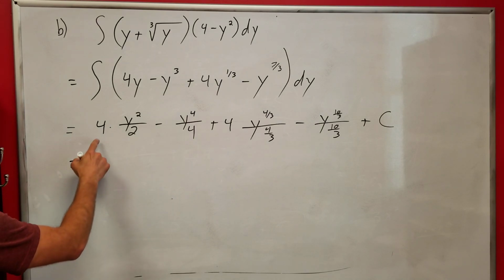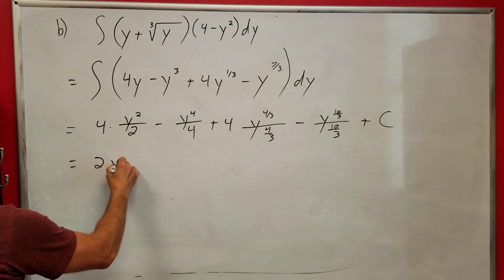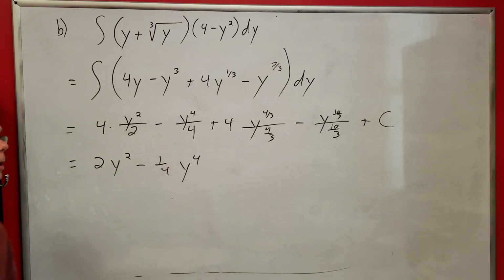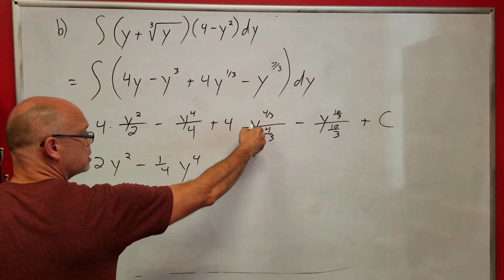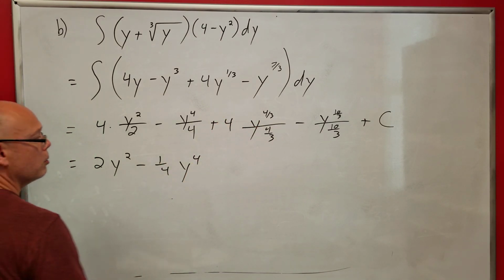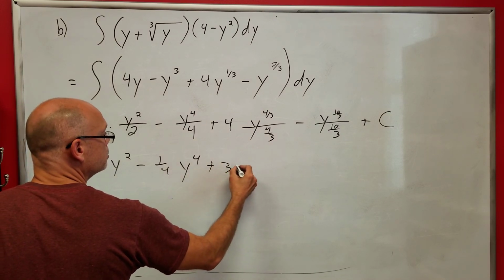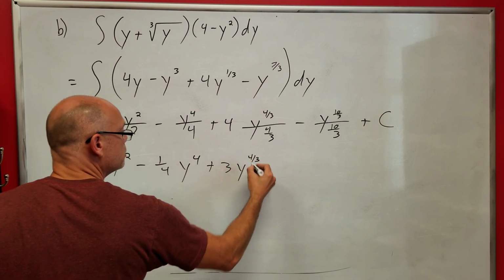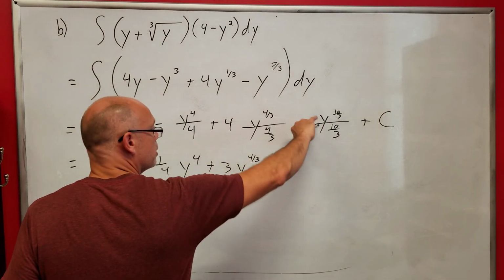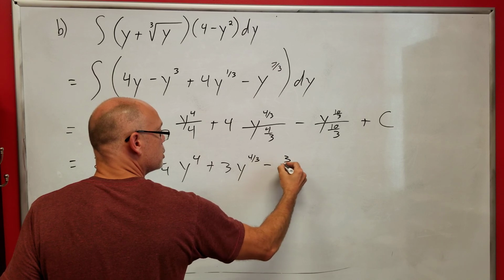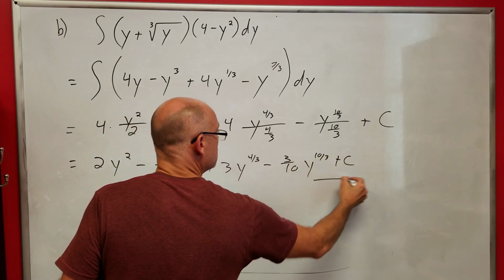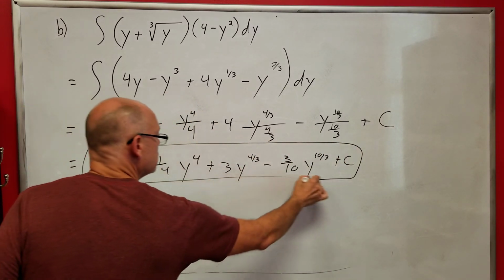All right, let's clean up here. This will give me 2y squared minus 1/4 y to the 4th. Now what I can do is multiply by the reciprocal to simplify this. If I multiply by the reciprocal there, I get plus 3y to the 4/3. How about this part? If I multiply by the reciprocal, I get minus 3/10 y to the 10/3 plus c. And there's an antiderivative right there.